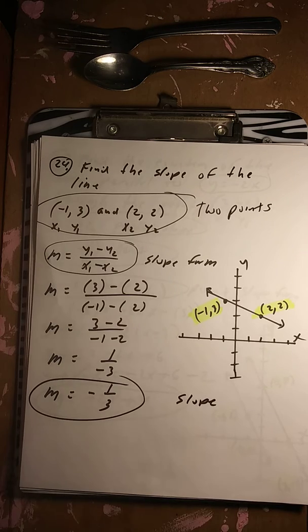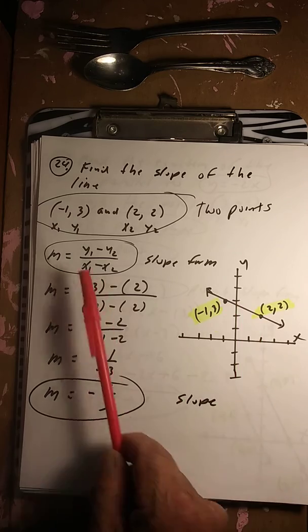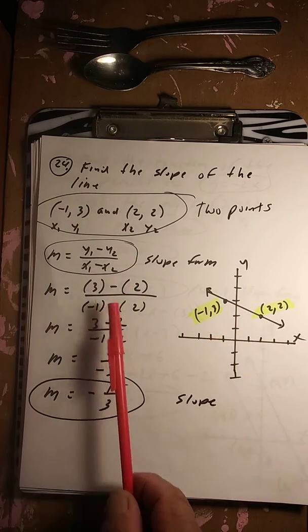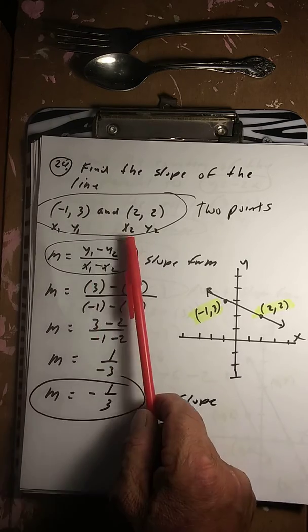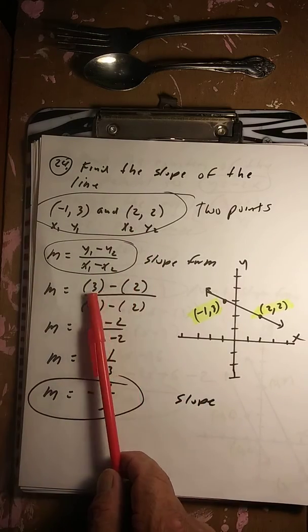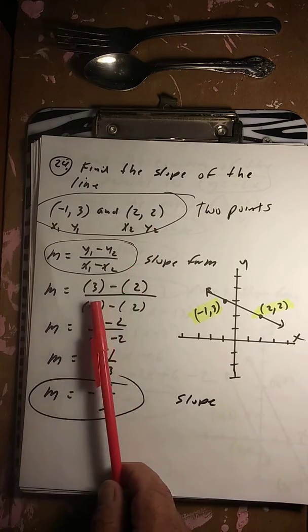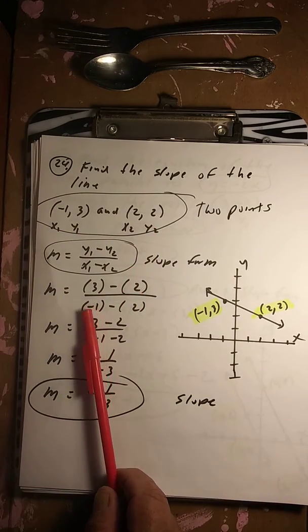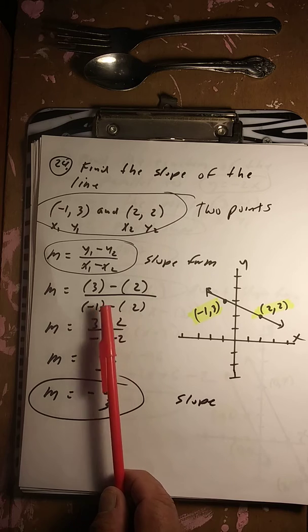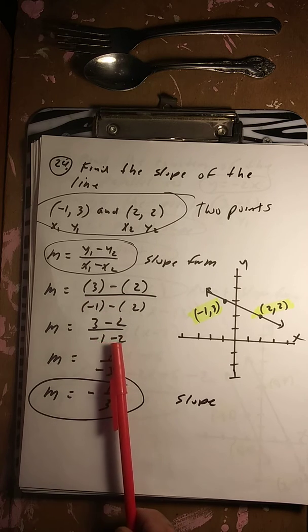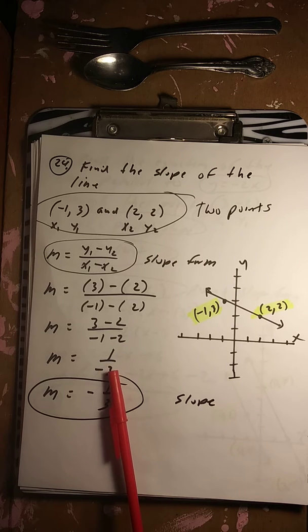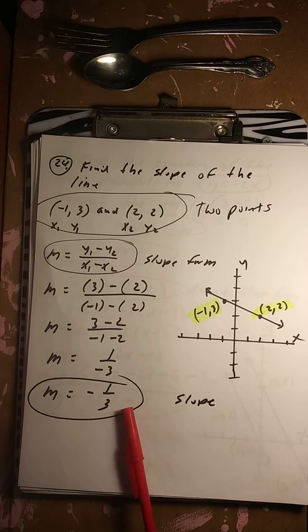Find the slope of the line. There's 2 points right here. There they are. So to find the slope, use the slope formula. Put the numbers in. Okay, x1, y1, they're on top. Now, 3 minus 2 and negative 1, negative 2 is going to give you 1 over negative 3, or negative 1/3 is the slope.